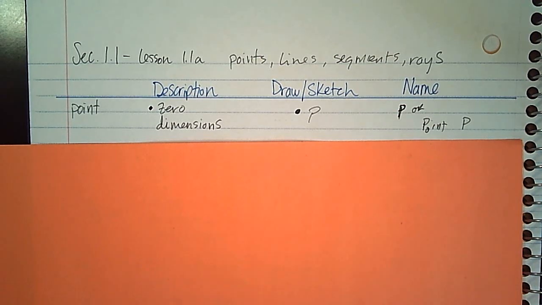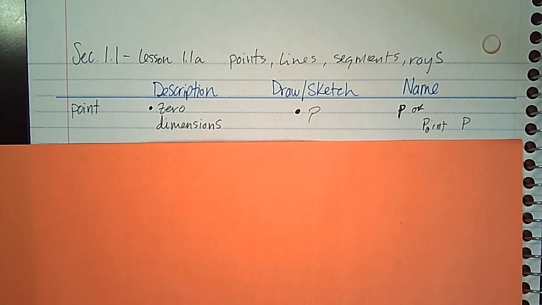So for today's notes, we're going to start with section 1.1, and actually 1.1 we broke up into 3 lessons. This first lesson is points, lines, segments, and rays. We're going to define those, learn how to draw those, and draw and label all those different items there.